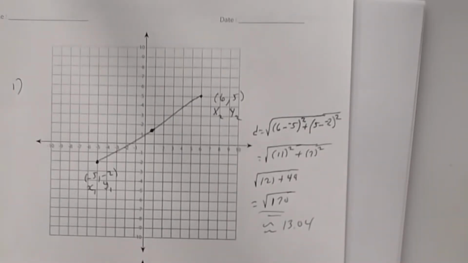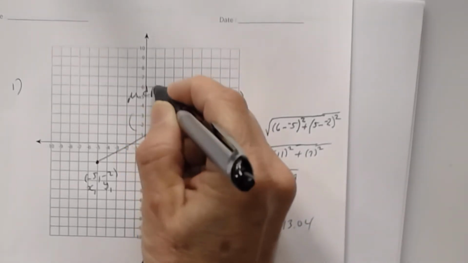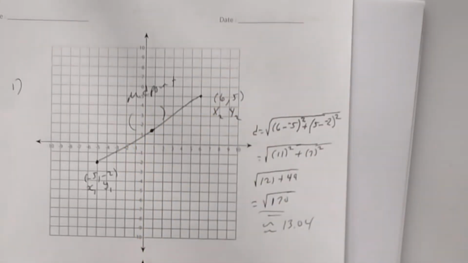Now, a midpoint is a point, right? It has an x-coordinate and it has a what? Y-coordinate. The distance is not a point. The distance is a number. But a midpoint is a point. It has an x-coordinate and it has a y-coordinate.